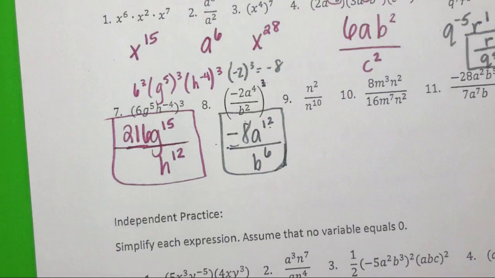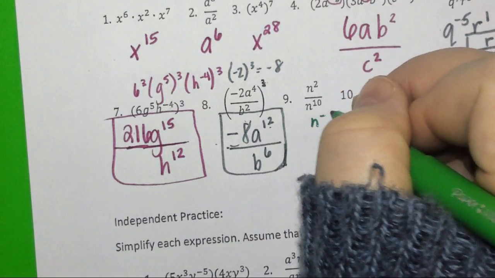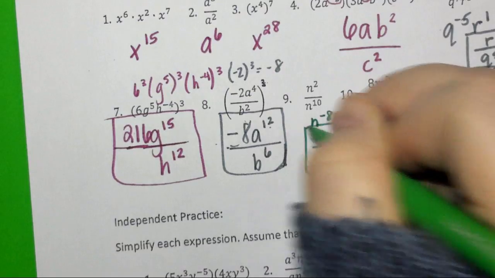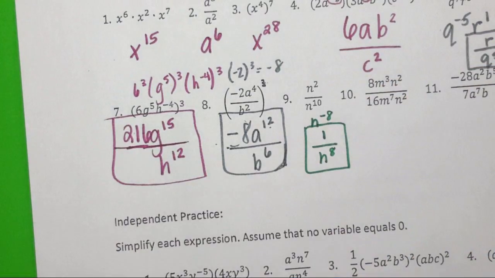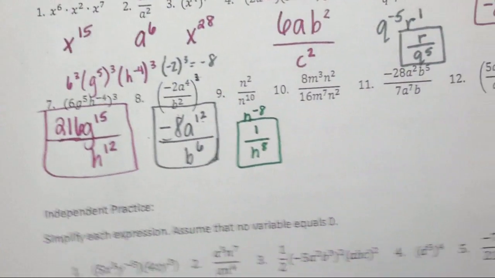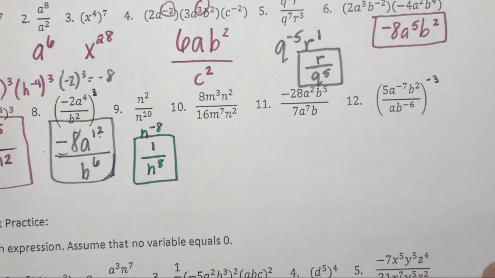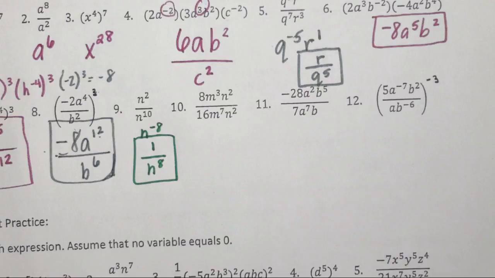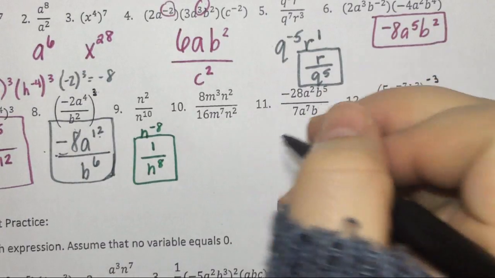Number 9 is pretty easy. Yes. So it was n to the negative 8 because 2 minus 10 was negative 8. So you did 1 over n to the 8th. Perfect. If you think you're going to get your points and leave negative exponents, you're wrong. Number 10. 10 ends up being a really nice one, but let's see.